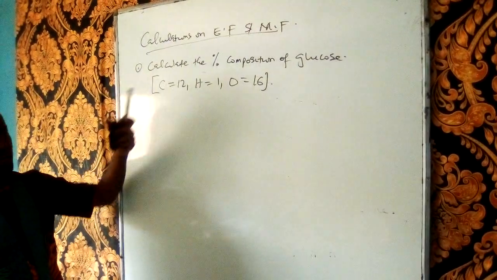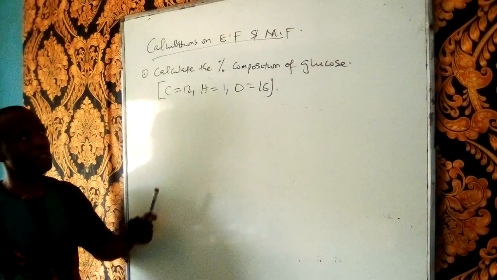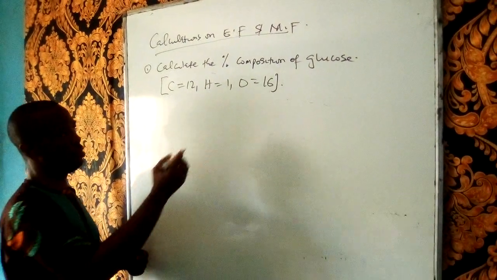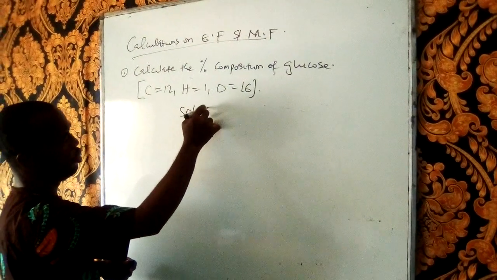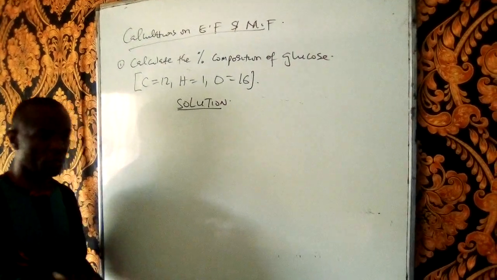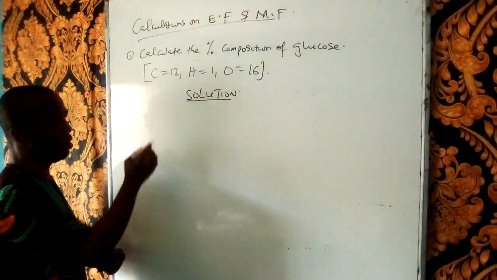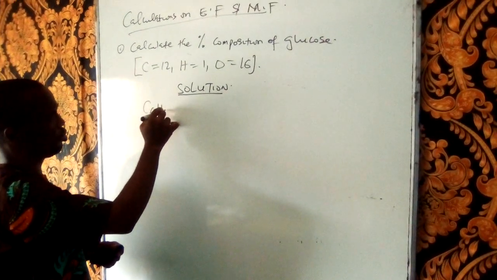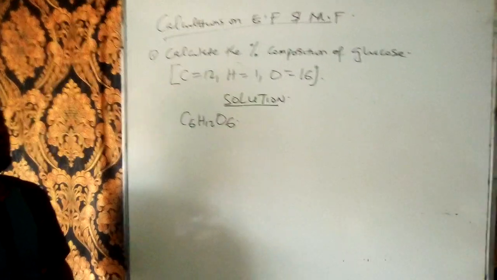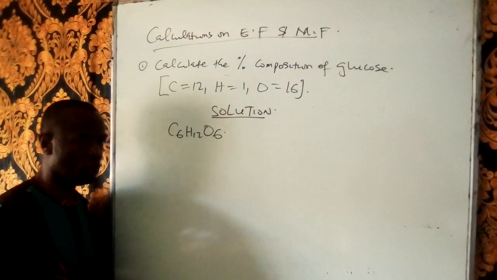Look at this question on the whiteboard that says calculate the percentage composition of glucose. If I start solving this problem, I'll first of all ask myself, do I know the formula of glucose? Do I know the molecular formula of glucose? Yes. Glucose is C6H12O6.